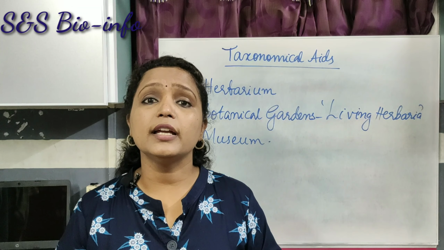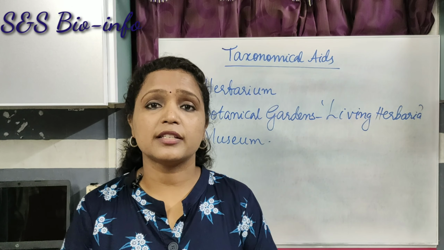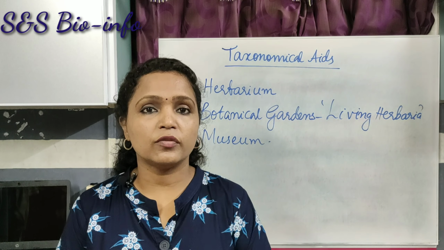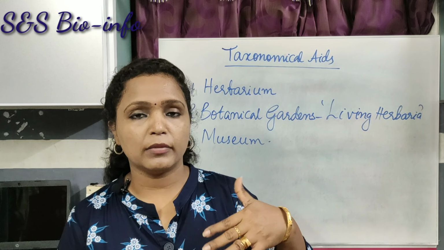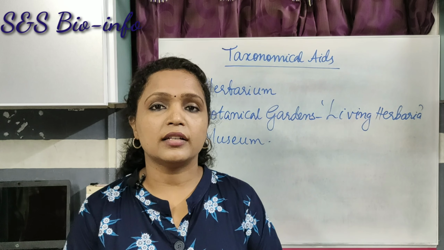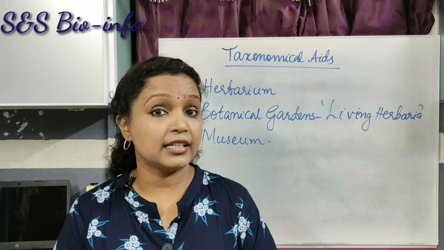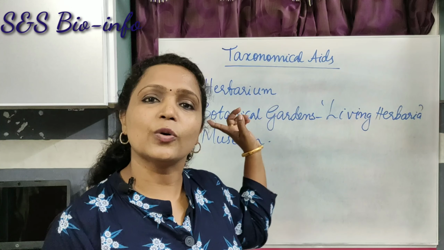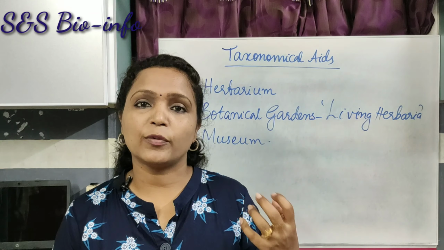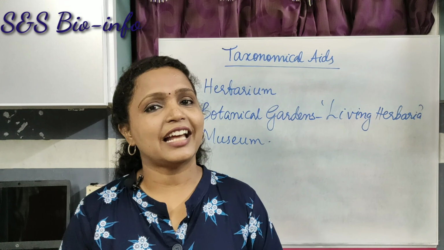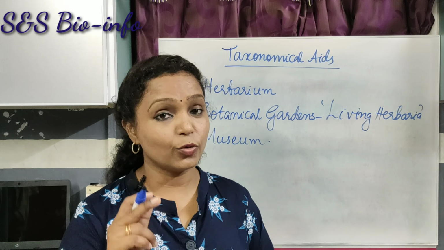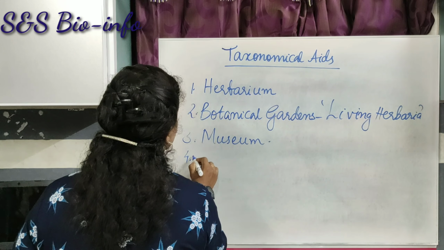So, all these preserved animal specimens and plant specimens provide us a lot of information regarding their habitat, family, genus, species, and the morphological as well as the anatomical features of all these living organisms. So it is also used as a quick referral system in the taxonomical studies. The next taxonomical aid is zoological parks.